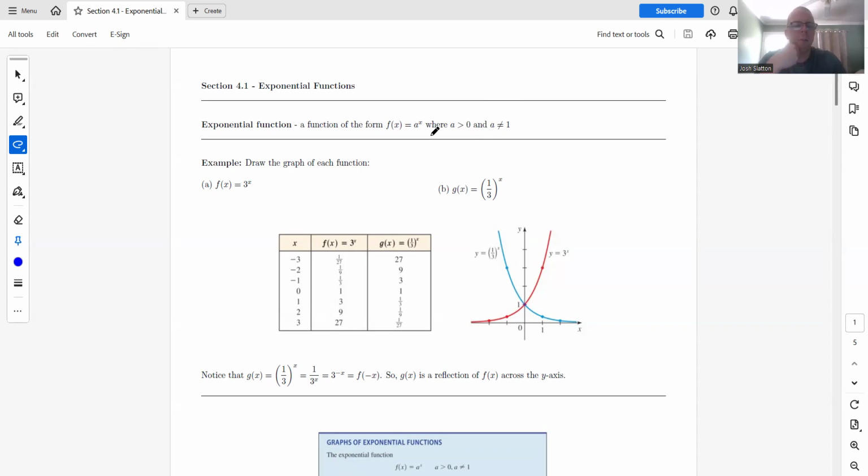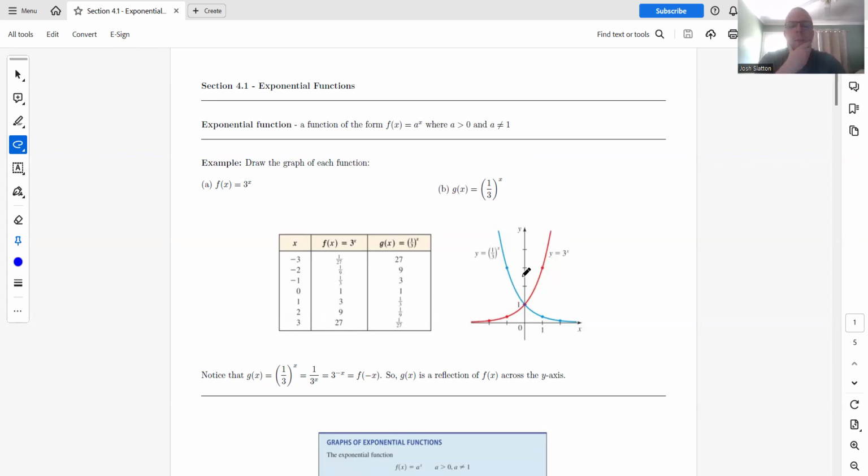So let's look at a couple of graphs. We have f of x is 3 to the x, and g of x is 1/3 to the x. We will make a little table here, calculate some values, plot the points, and then we can see what the graphs look like. For 3 to the x, we have an increasing function. For 1/3 to the x, we have a decreasing function coming down. And this is what the graphs look like.